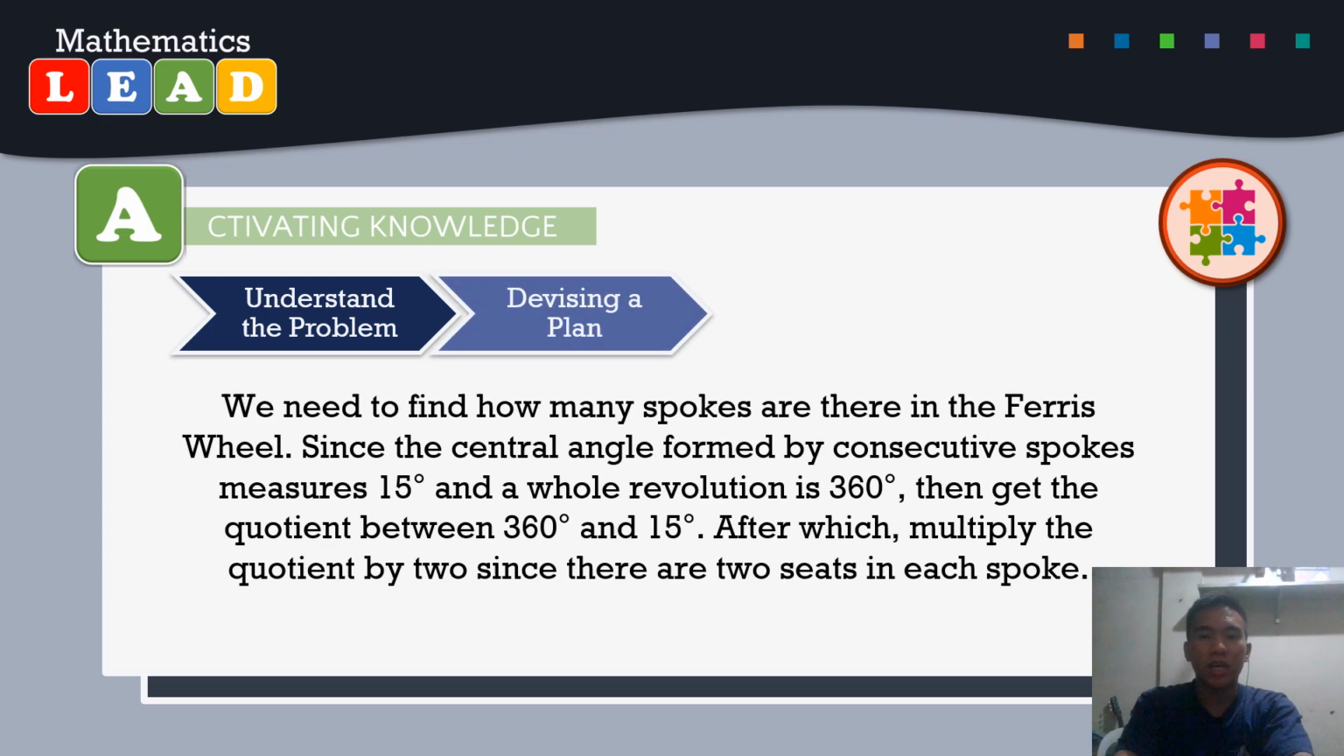Next step is devising a plan. We need to find how many spokes there are in the Ferris wheel. Since the central angle formed by consecutive spokes measures 15 degrees and a whole revolution is 360 degrees, get the quotient of 360 degrees and 15 degrees, after which multiply the quotient by 2 since there are 2 seats in each spoke.